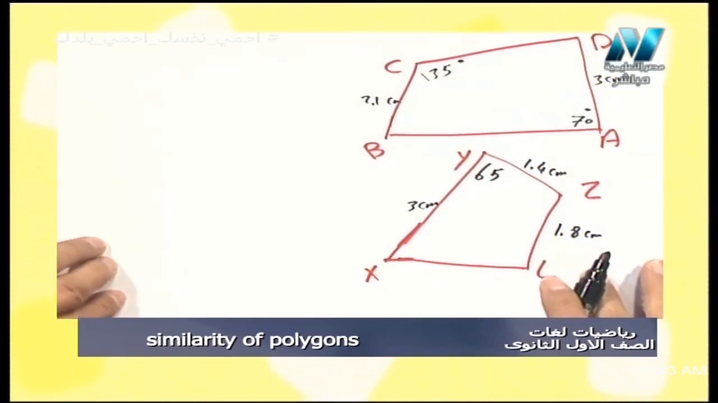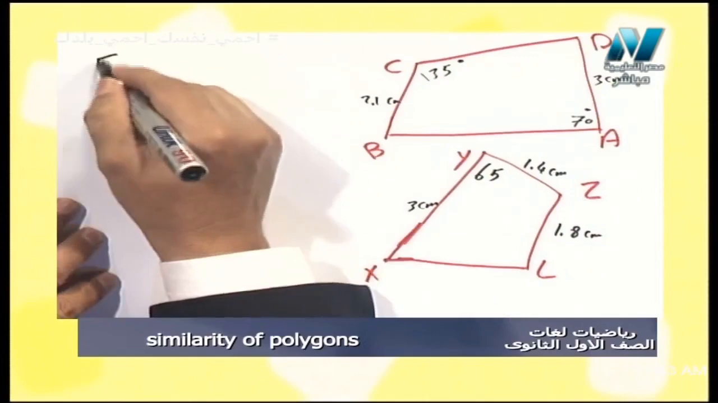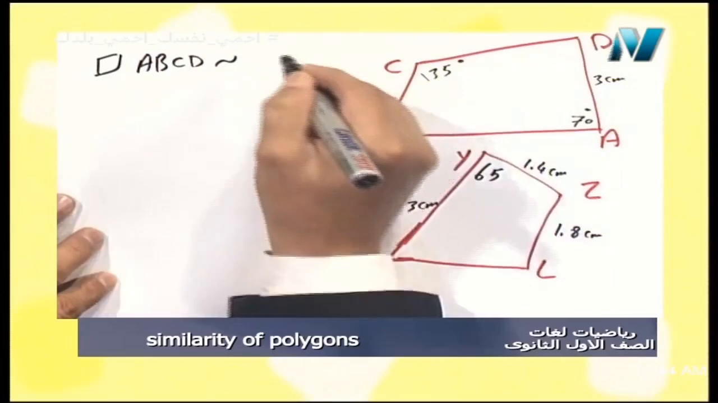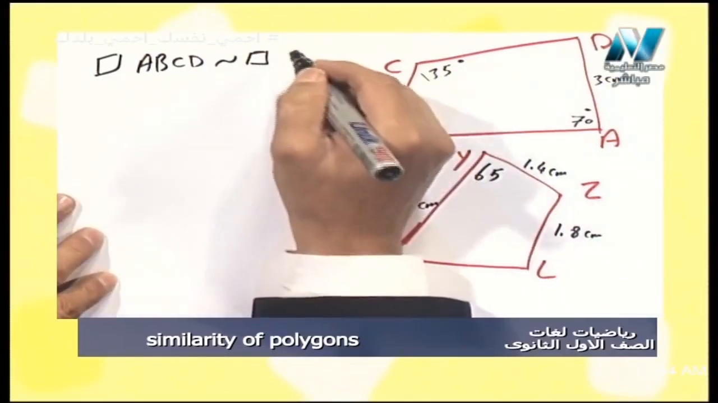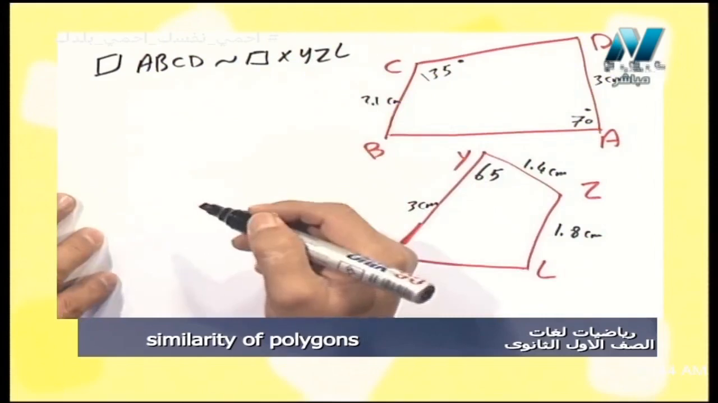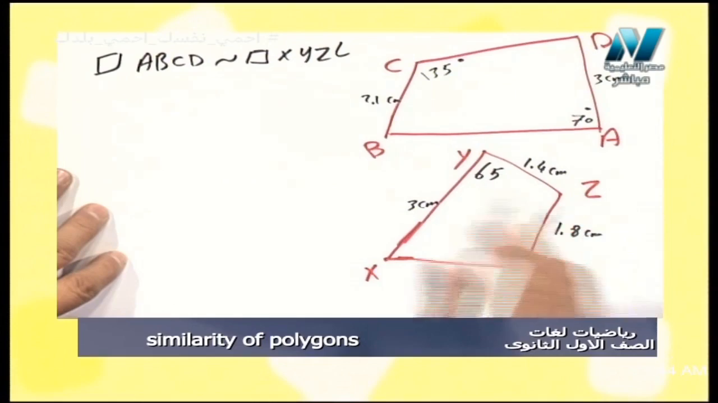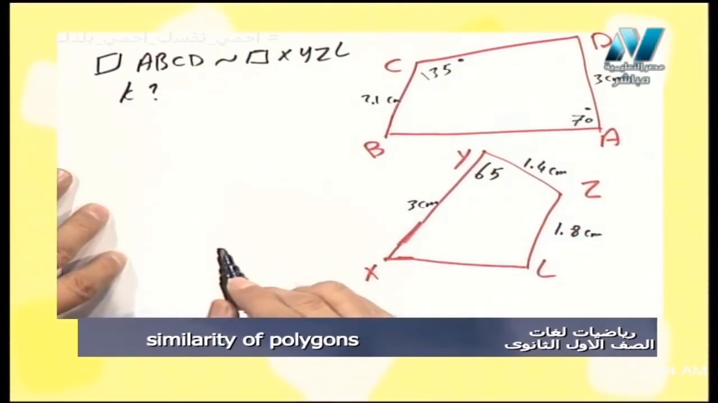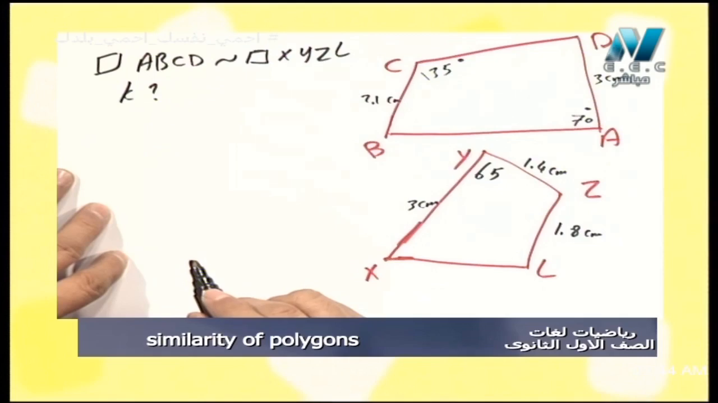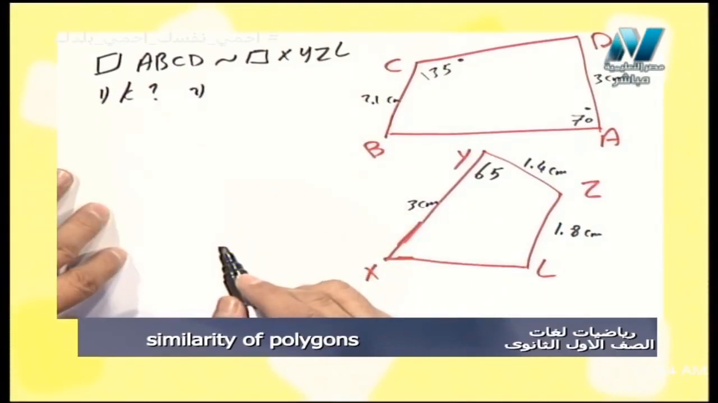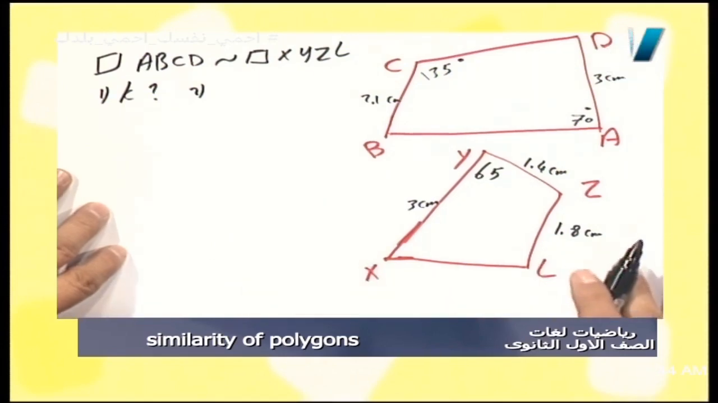Okay, and it's given that the quad ABCD is similar to the quad XYZL. What is the request here? The request here is to find K. Which is K? K is the similarity factor or similarity ratio. That's the first request. The second request is to find the measures of the angles and sides which are unknown.